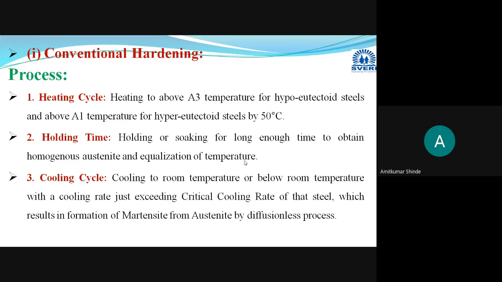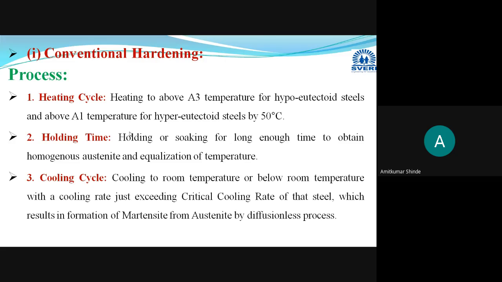Okay, we are achieving here homogeneous austenite, that's why it is termed as austenitized steel. And that austenitized steel from this higher temperature zone, all these processes, heating cycle and holding time or soaking time, will be conducted in the furnace itself. After that, the component is taken out from the furnace and directly dipped into the water.